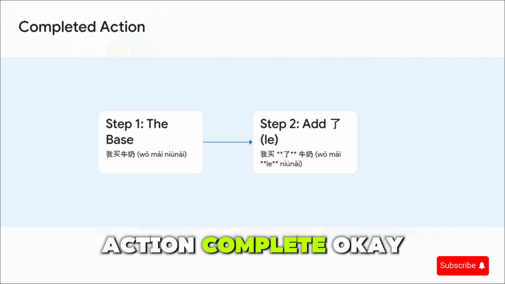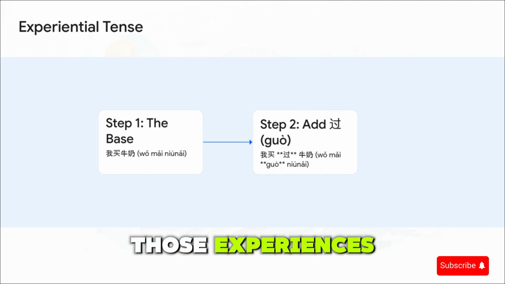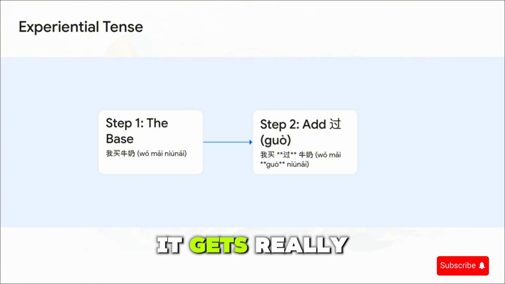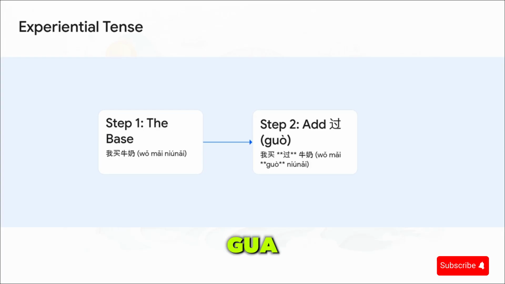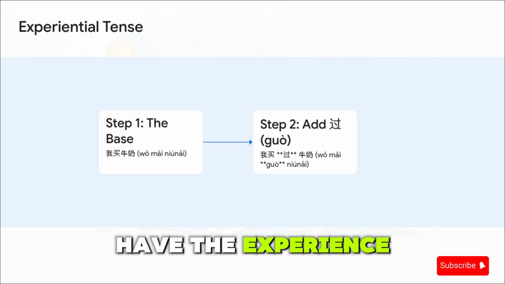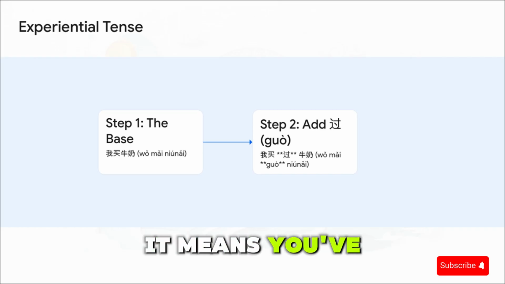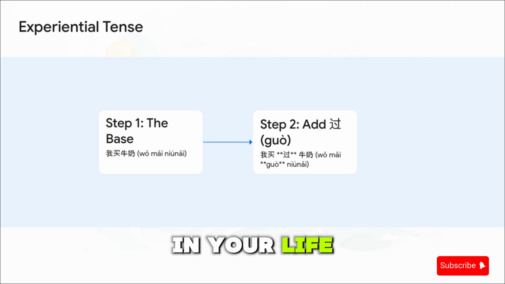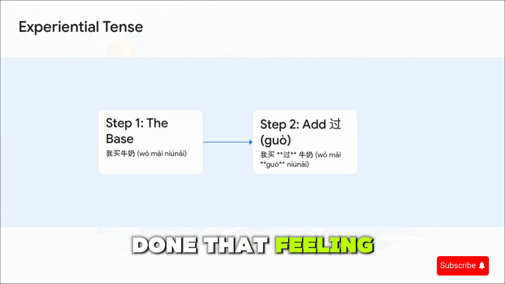Action complete. Okay, now what about those experiences? This is where it gets really interesting. For this, we use a different little word, 过. And honestly, this is such a cool part of the language. When you add 过 after a verb, you're saying, I have the experience of doing this. It means you've done it at least one time in your life. The specific time doesn't matter at all. It's all about that been there, done that feeling.